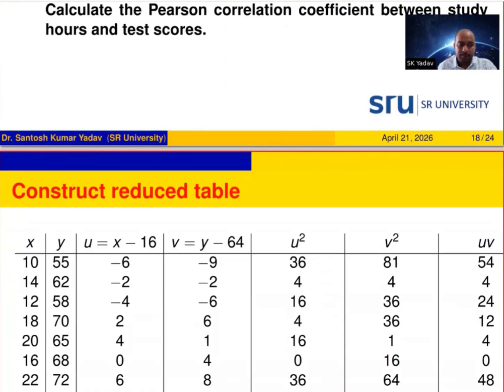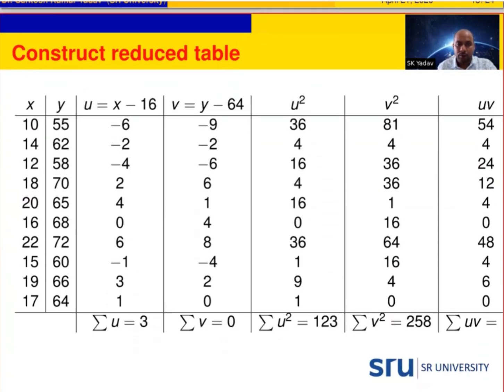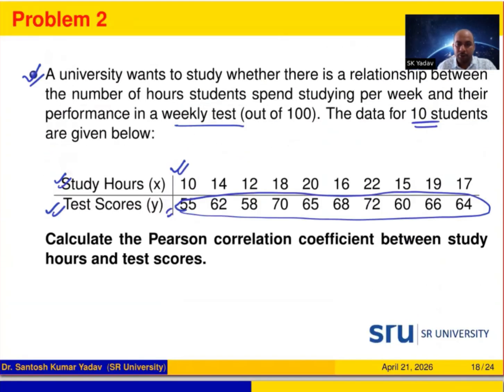So here is the table given, reduced table. What I have taken here from the data, you can see 10, 14, 12, 18, 20, 16, 22, and these are the numbers. I have taken here 16 as an assumed mean. Assumed means it is not sure. Just assume for your convenience.